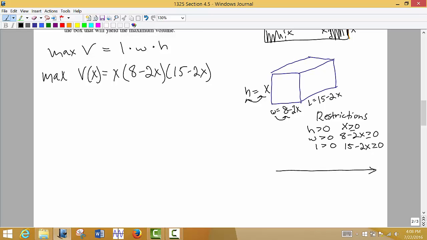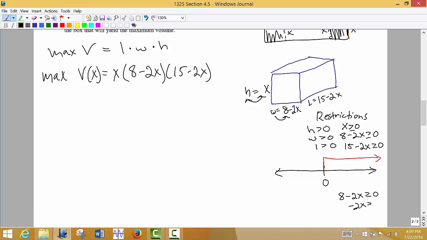All right, so since we have a bunch of stuff going, I'm going to make a little number line for this. X has to be greater than 0. So I'm going to use red here just to kind of describe our descriptions here. So x has to be greater than 0. 8 minus 2x greater than 0. Let's solve that equation really quick.